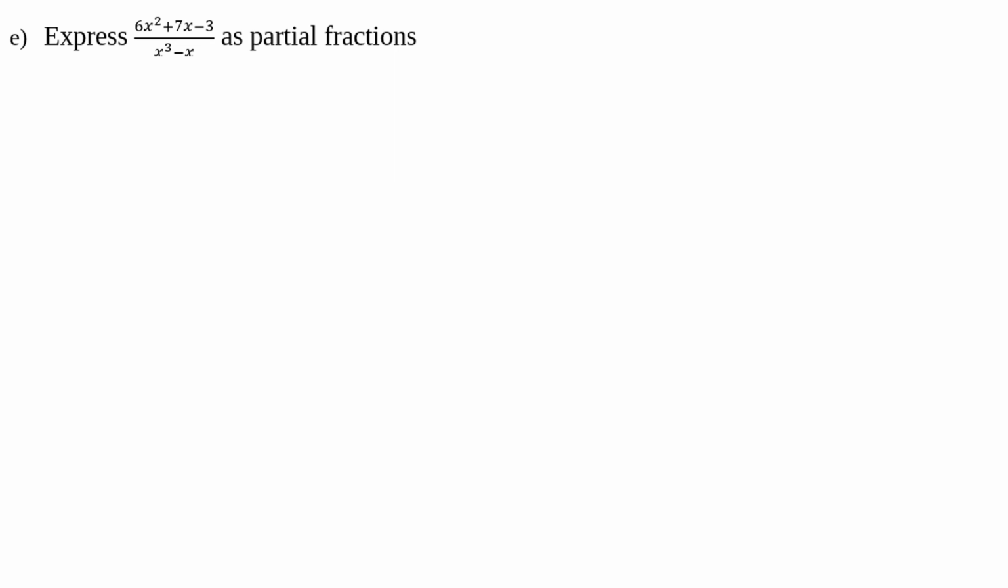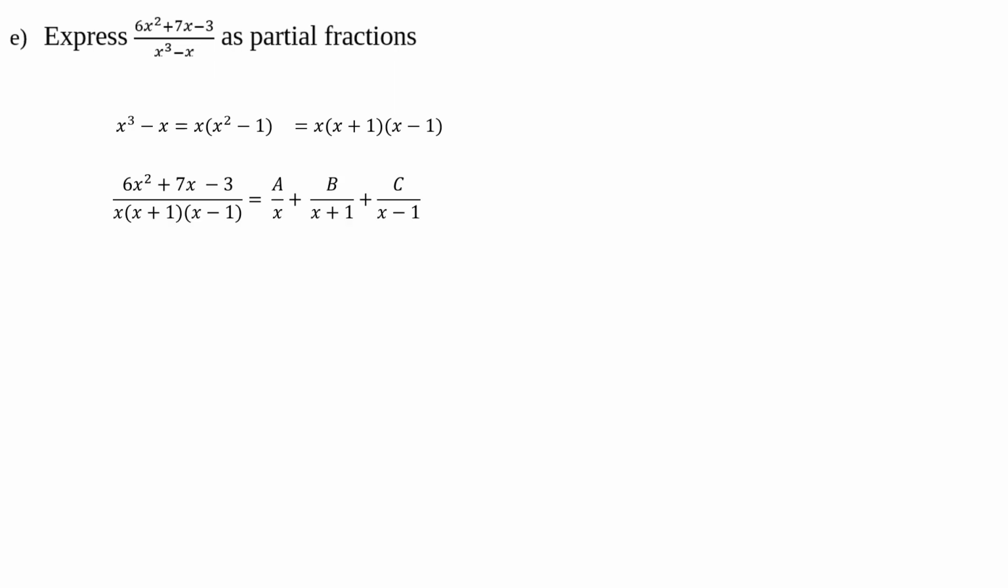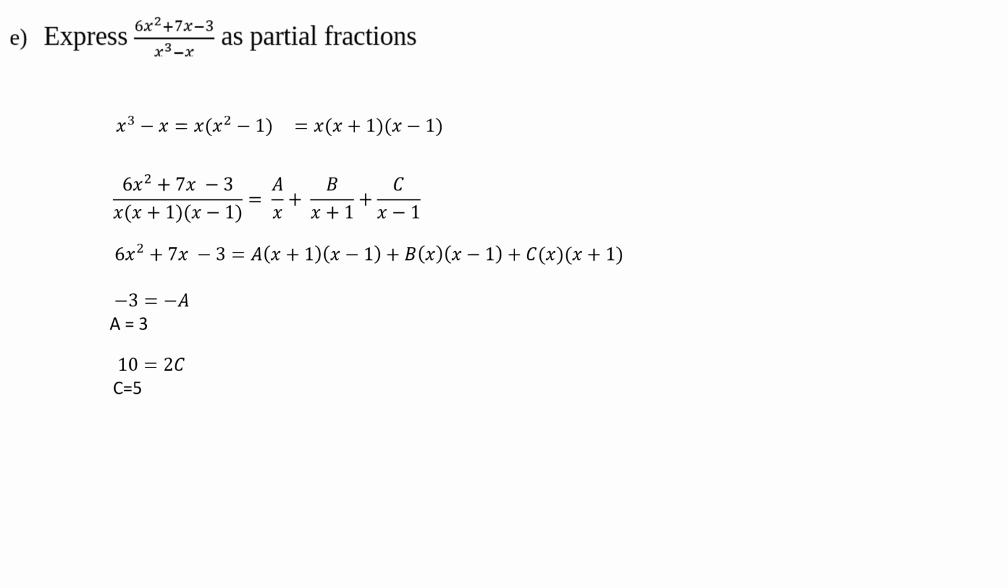Now, the trick with this one is that it's a little bit of an awkward factorization. You've got to recognize that you can split up x cubed minus x into x times x squared minus 1, and then you can split that up further using the difference of two squares. After that, it's a standard partial fractions question. We set up our equation. Substituting 0 first is probably best because it will get rid of all of the ones with just x in them. That'll give us a is 3. If I sub in 1, I'll get that c is 5. If I sub in minus 1, I'll get that b is minus 2. And we'll end up with this as our final answer.